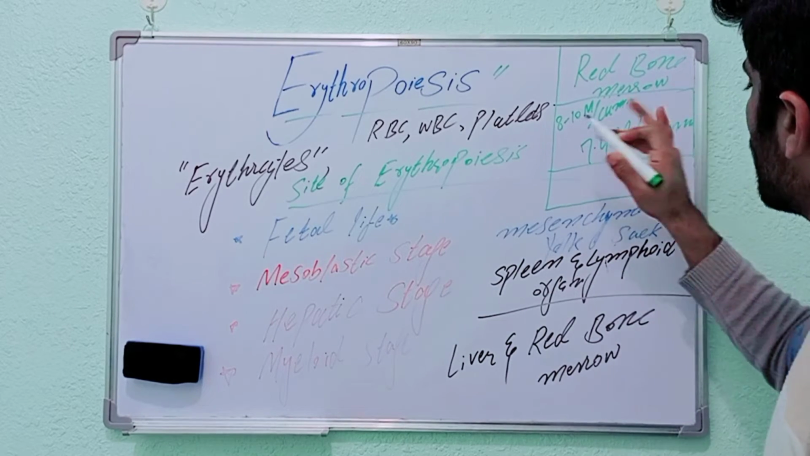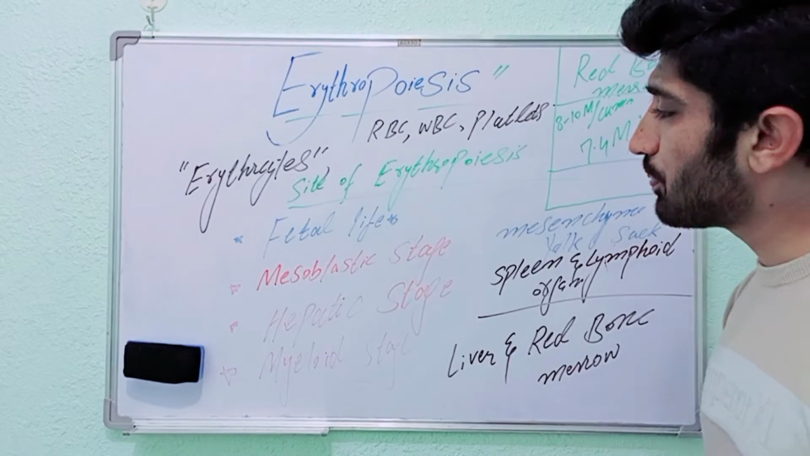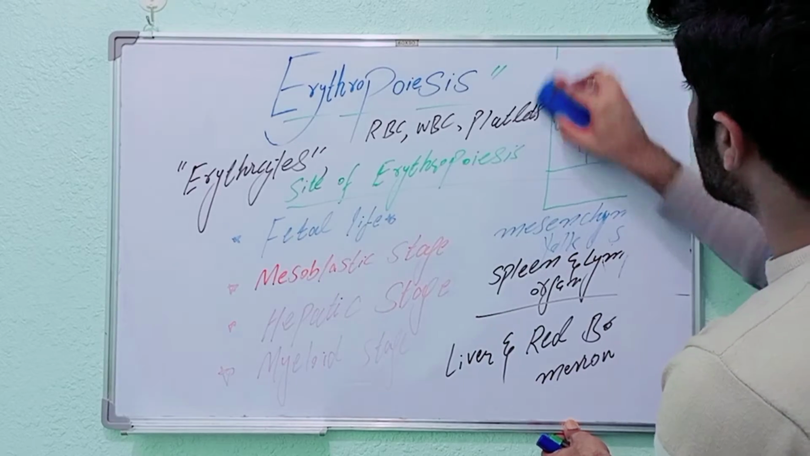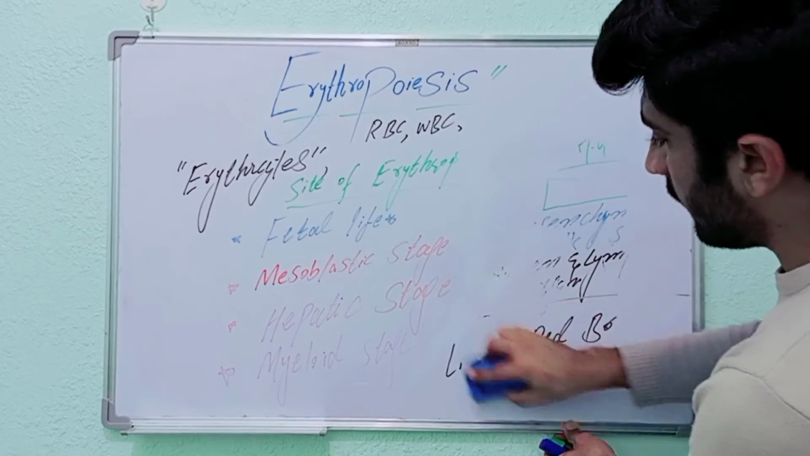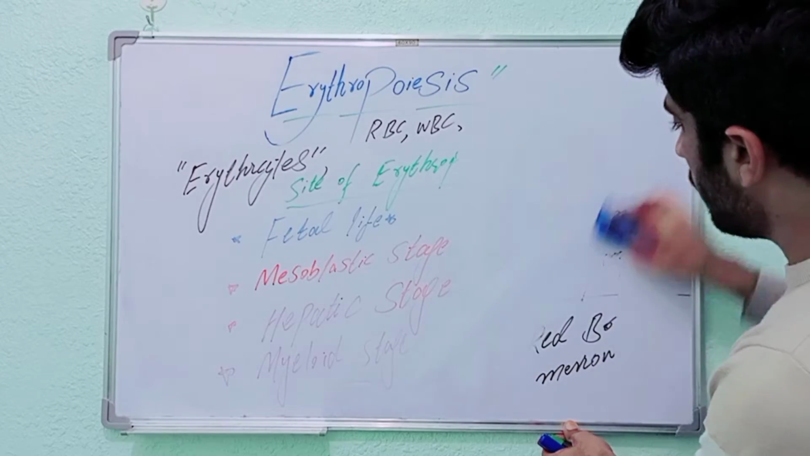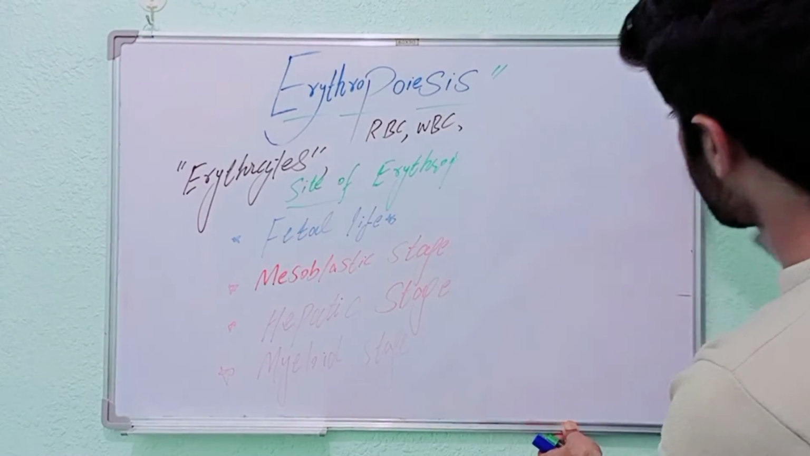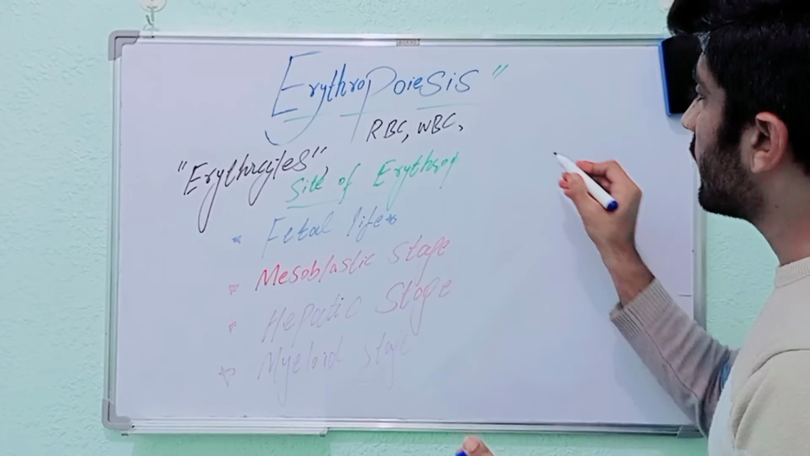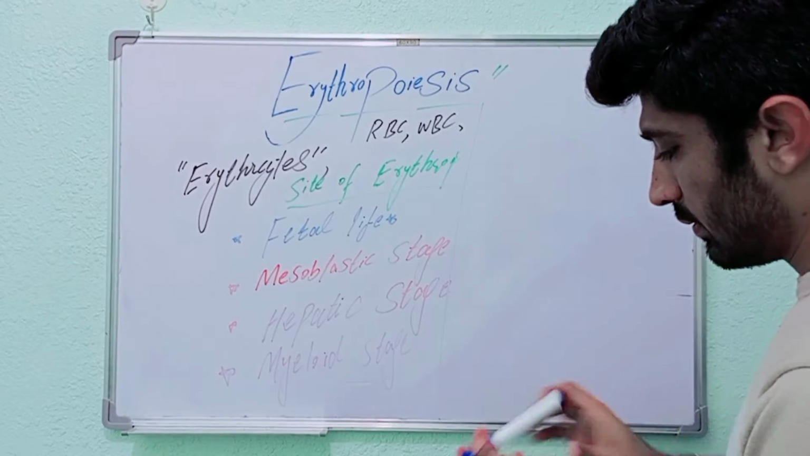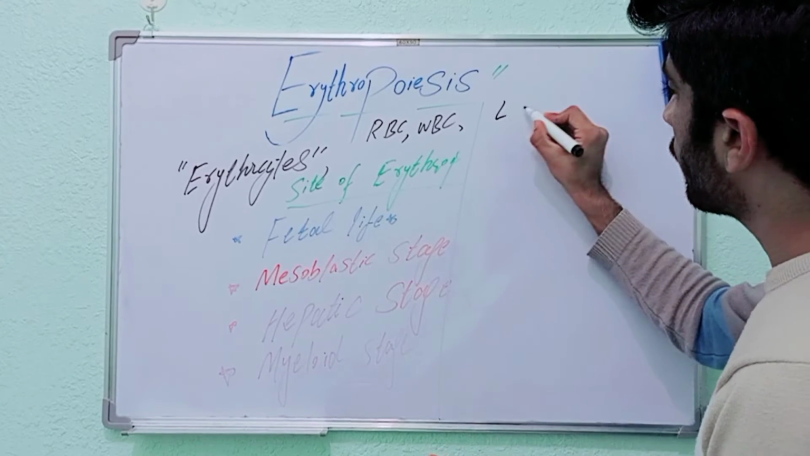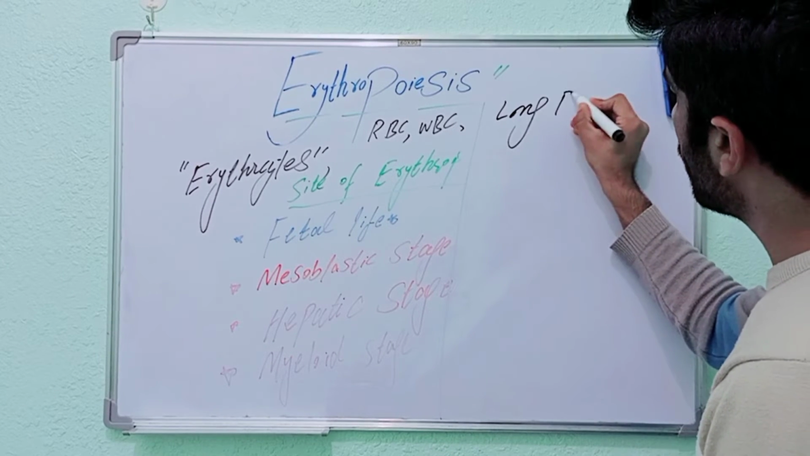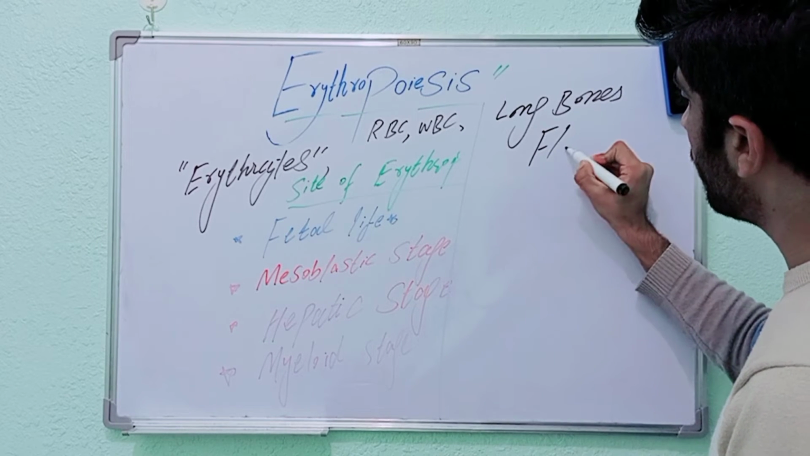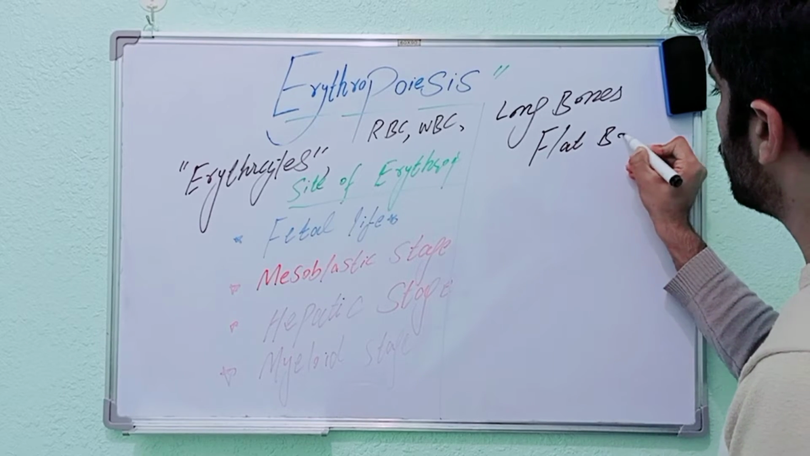So students, after that we have to discuss the process of erythropoiesis in a 20-year-old. In a 20-year-old, the process of erythropoiesis takes place in long bones and flat bones.